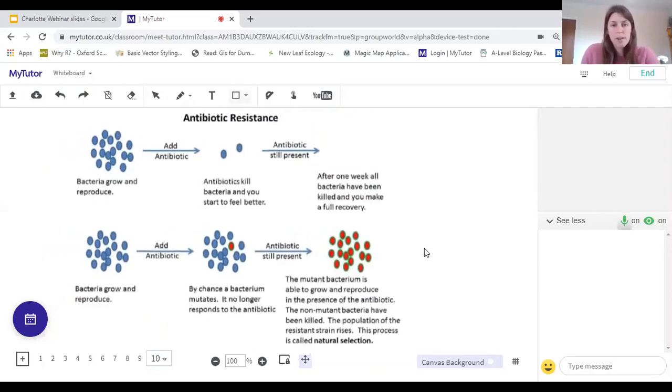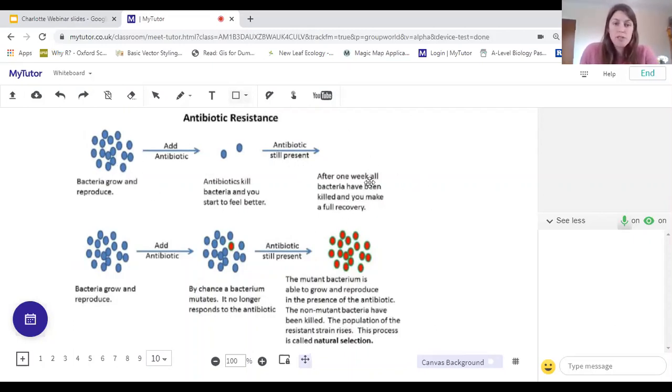Next, you need to learn about antibiotic resistance. I've got this kind of flowchart here. Resistant bacteria to antibiotics means that antibiotics don't work. They cannot kill the pathogen that they're supposed to kill because the pathogen has mutated. So it's become different, and the antibiotic doesn't work on it anymore.